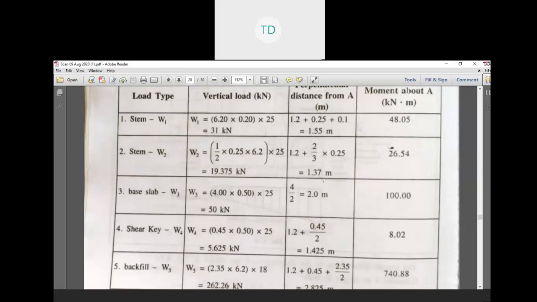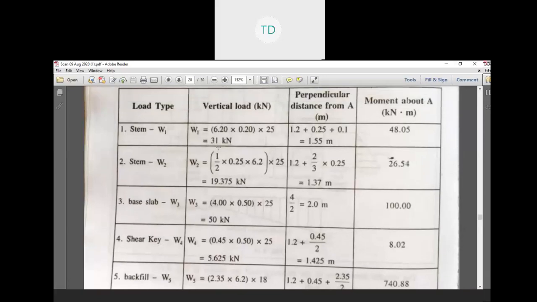Now we take a glimpse of the members and types of load. Then I will explain all the terms and conditions. First stem W1, stem W2, base slab W3, shear key W4, backfill W5. Look at all of these: W1, W2, W3, W4 and W5, and all of their perpendicular distances and moments.